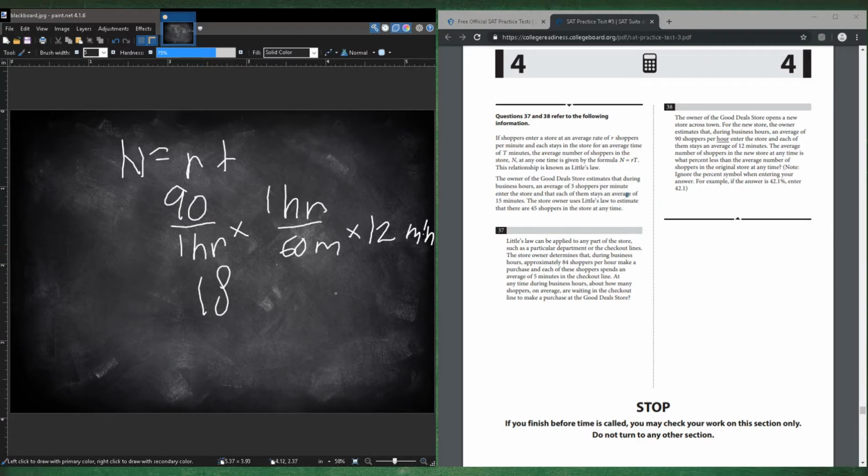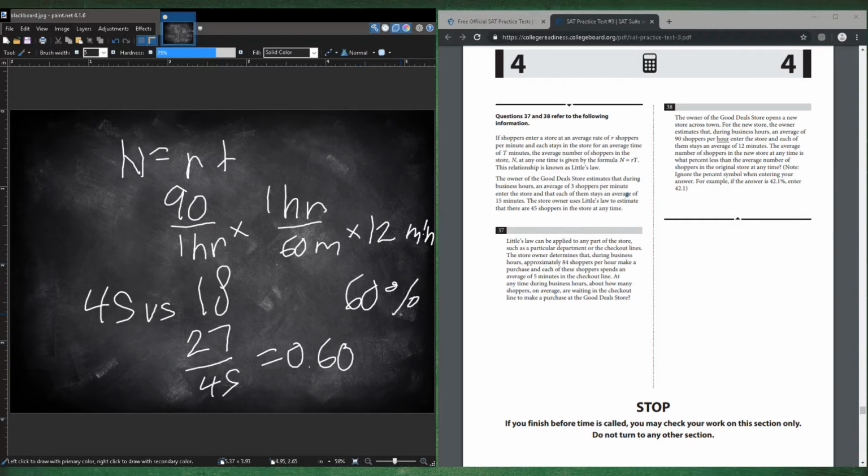So the question is asking what percent less than the average number of shoppers in the store at the time. So we're gonna have to look for 48 to 18 versus 18. So how much less is that? So 48 minus 18, 45 minus 18 is 27. So what percent of 27 is 45? So 27 divided by 45 is 60%. So the answer is 60%.